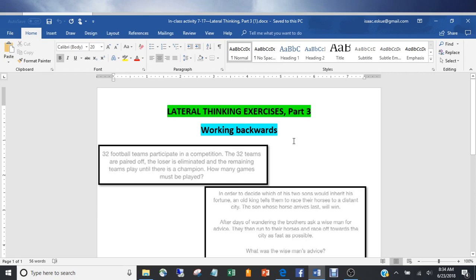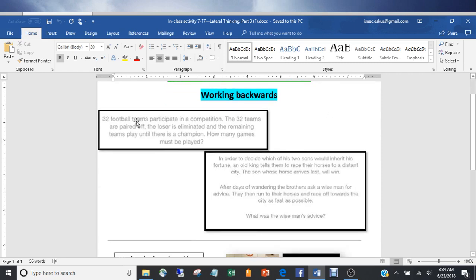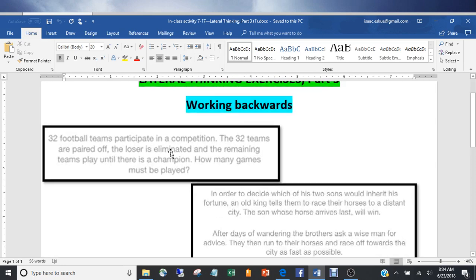There's a different type of problem where you need to connect the beginning to the end. You need to solve the problem, but in solving it, you need to figure out how to connect the beginning to the end. So a few examples of that. 32 football teams participate in a competition. The 32 teams are paired off, the loser is eliminated, and the remaining teams play until there's a champion. How many games must be played?